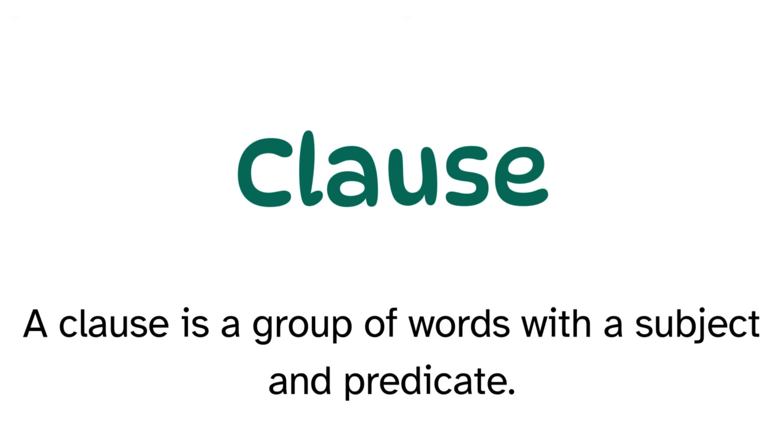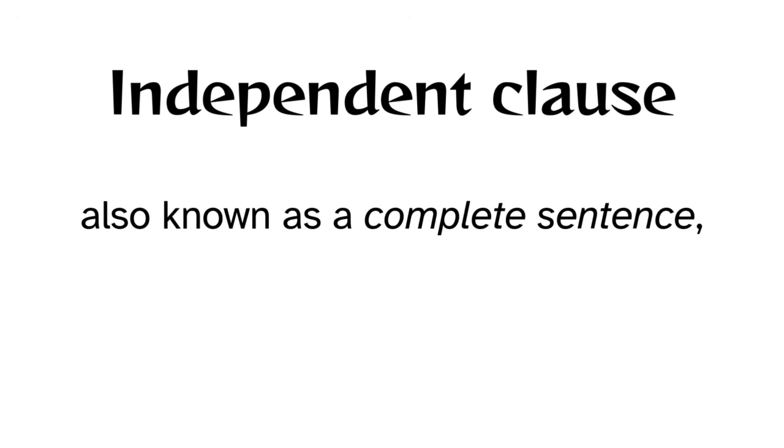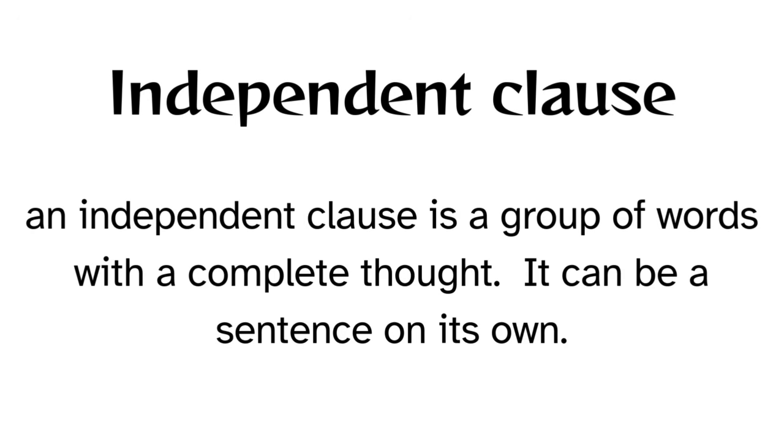Clause. A clause is a group of words with a subject and predicate. There are two kinds of clauses: independent clause and dependent clause. Independent clause. Also known as a complete sentence, an independent clause is a group of words with a complete thought. It can be a sentence on its own.